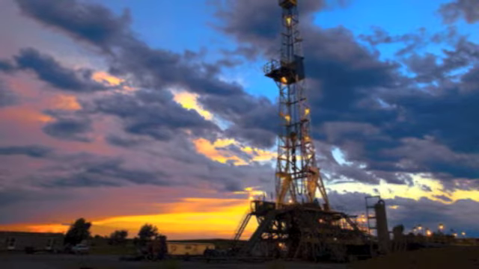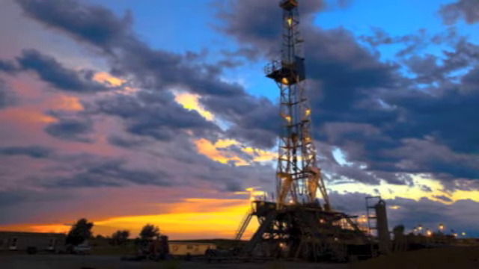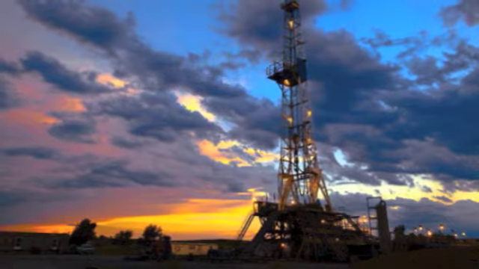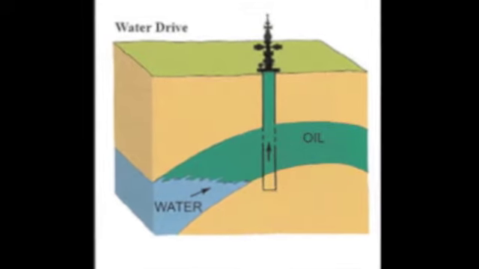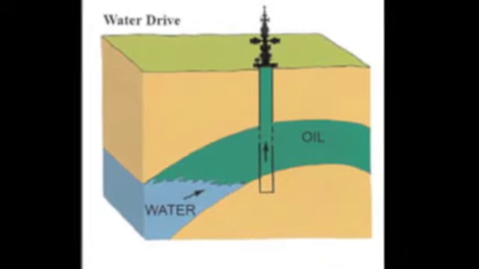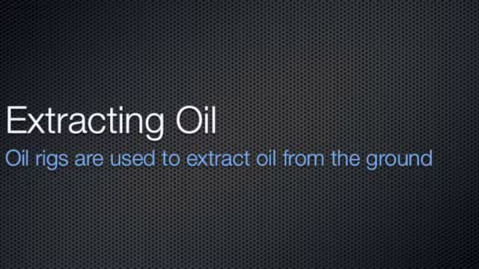Additionally, primary recovery techniques use the naturally occurring pressure from the surroundings to push the oil to the surface. Water below the oil can push the oil to the surface, or gas can push down on oil, which will force the oil to rise to the surface.